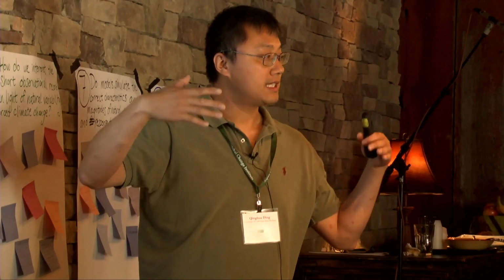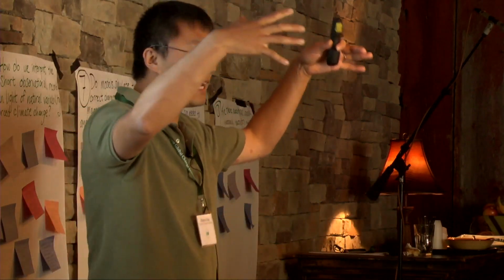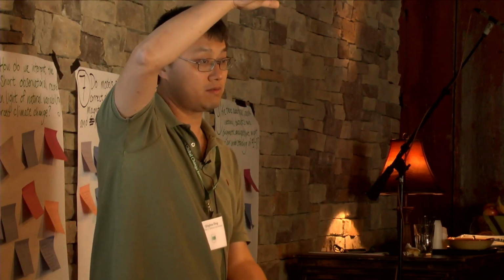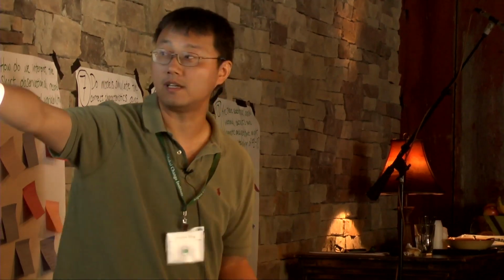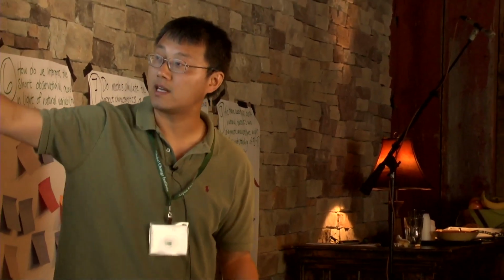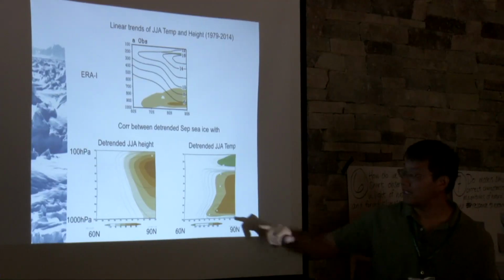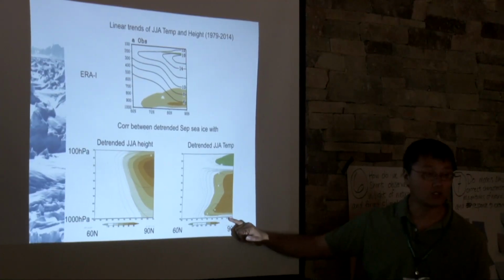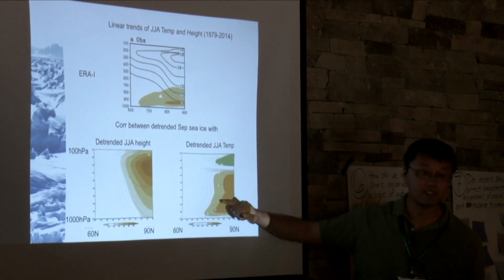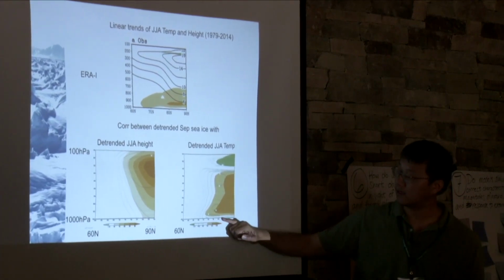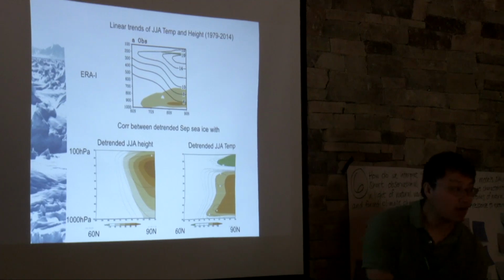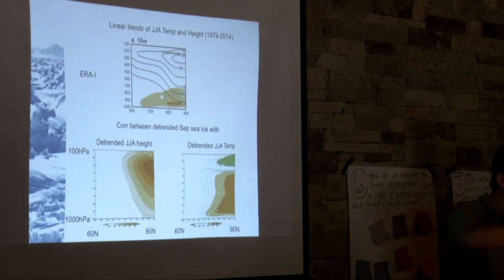That means September sea ice is preceded by this type of anticyclone, a very barotropic, deep tropospheric feature. And the temperature field responds to this circulation with warming everywhere in the bottom layer, but not here, very close to the surface, just above the surface. So that means the sea ice melting cannot warm the layer just above the surface.